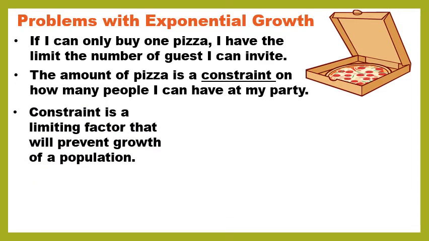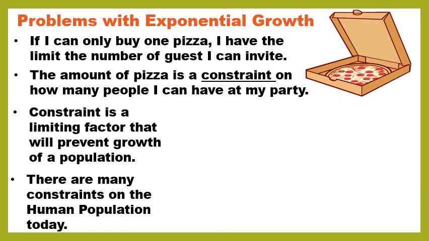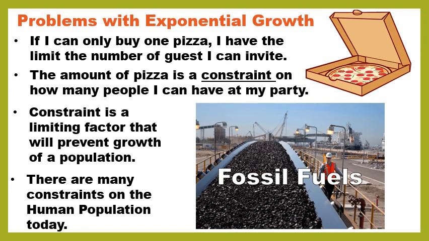So what a constraint is, it's a limiting factor that will prevent growth of a population. So we're going back to the human population now. There are many constraints on the human population today. An example is fossil fuels. So again, we have a limited number of fossil fuels. Once we're out, we're out. It's a non-renewable resource. We're still really dependent on coal and gas to power our life.